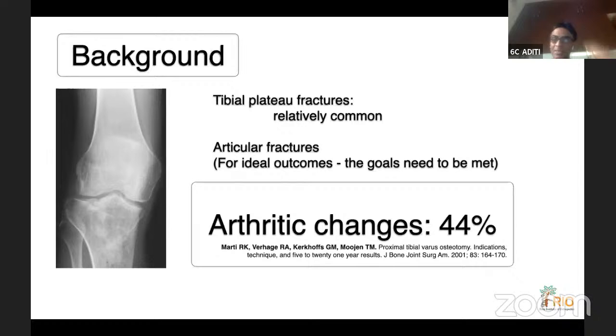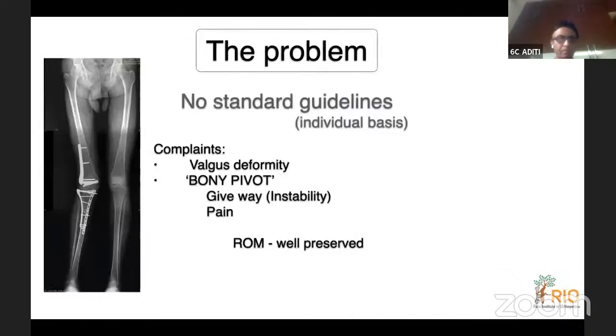And if you do not get these goals, these fractures can go downhill, and arthritic changes are visualized in up to 44% of these patients after a malreduction. Not necessarily are all these 44% of patients symptomatic, but some of them may be. So it is important to get it right the first time. If you look at the problem of malunion after a tibial plateau fracture, in terms of treating them, there are no standard guidelines because these problems are not very commonly addressed. So treatment has to be taken on an individual basis.